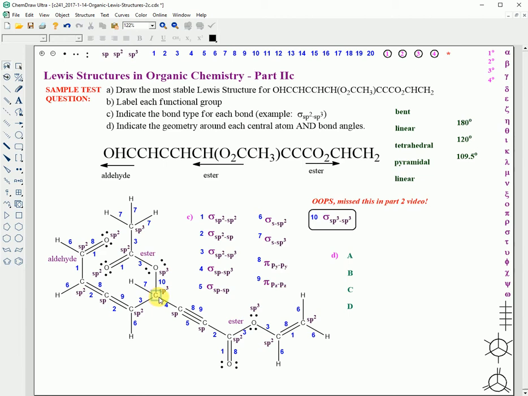Now for geometry. I've added these items here. Here's our bond angles, and here are our possible geometries in organic chemistry. A much simpler list than your inorganic 1 list.